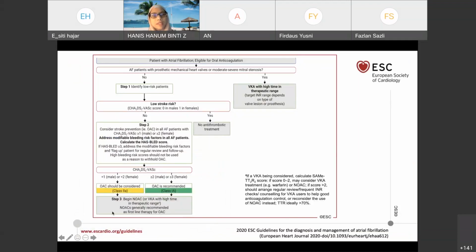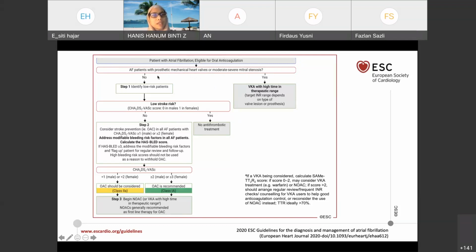Now, this is the flow diagram, like I said, in patients with AF. You need to identify the low risk patient. First of all, before you identify, you need to check whether the patient has any heart disease before, a valvular heart disease, like whether the patient is on a prosthetic mechanical heart valve, or they have moderate to severe mitral stenosis. Yang ni biasanya, this is very technical, the doctors will identify all these things. If they are in this category, the oral anticoagulant that they can take is VKA.